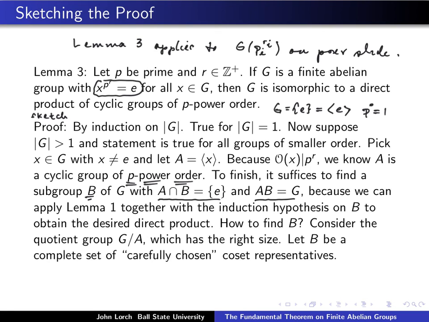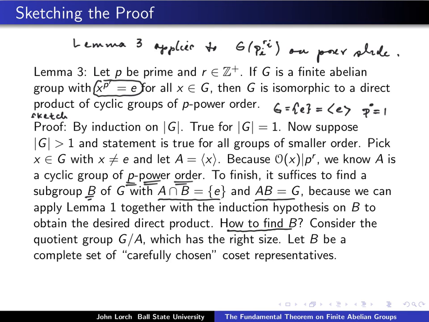And according to the induction hypothesis, it would then be a direct product of these cyclic groups of p power order. And then if you put it together with A, which we already know is a cyclic group of p power order, you would get that G is a direct product of these cyclic groups of p power order. So then the main thing is, well, how do we find this B?